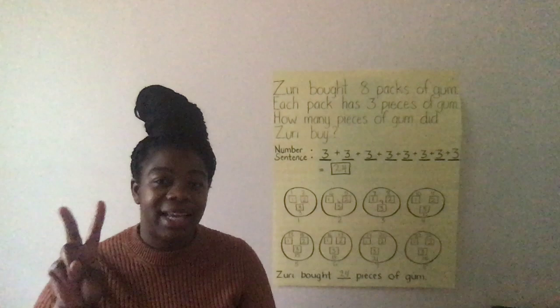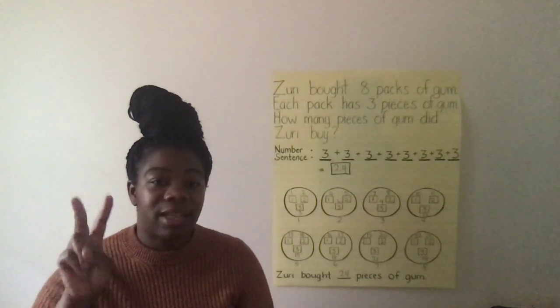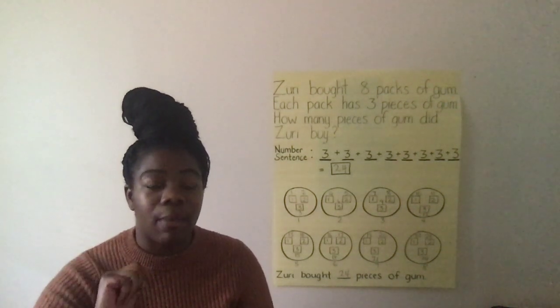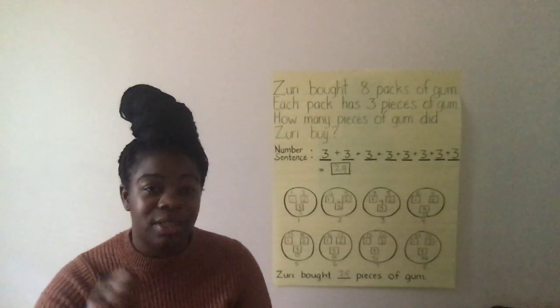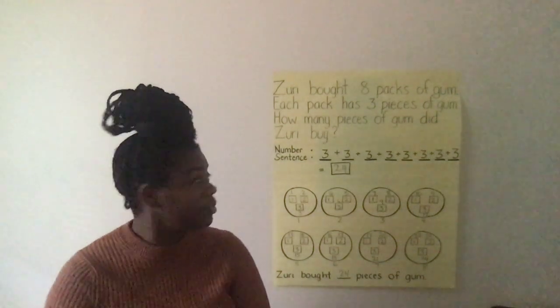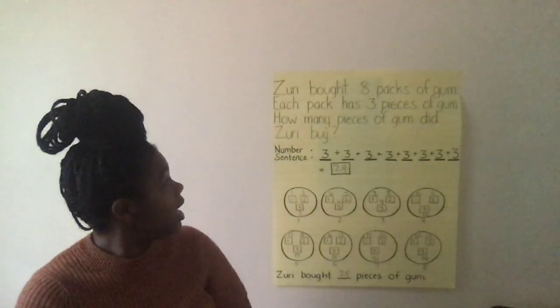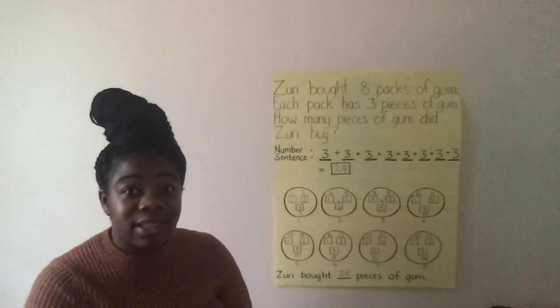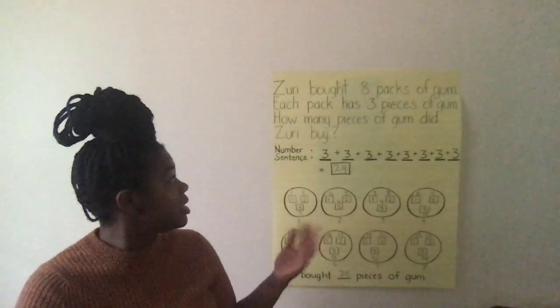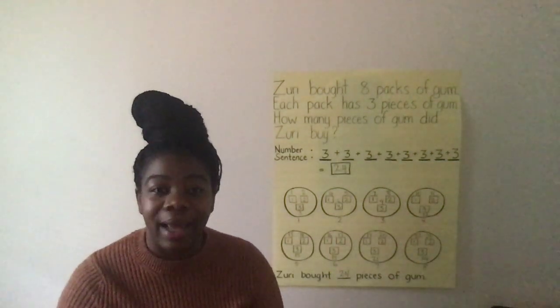Now I'm going to read it a second time. When I read it the second time, you're going to mark up your problem. Zuri bought 8 packs of gum. Each pack has 3 pieces of gum. How many pieces of gum did Zuri buy?